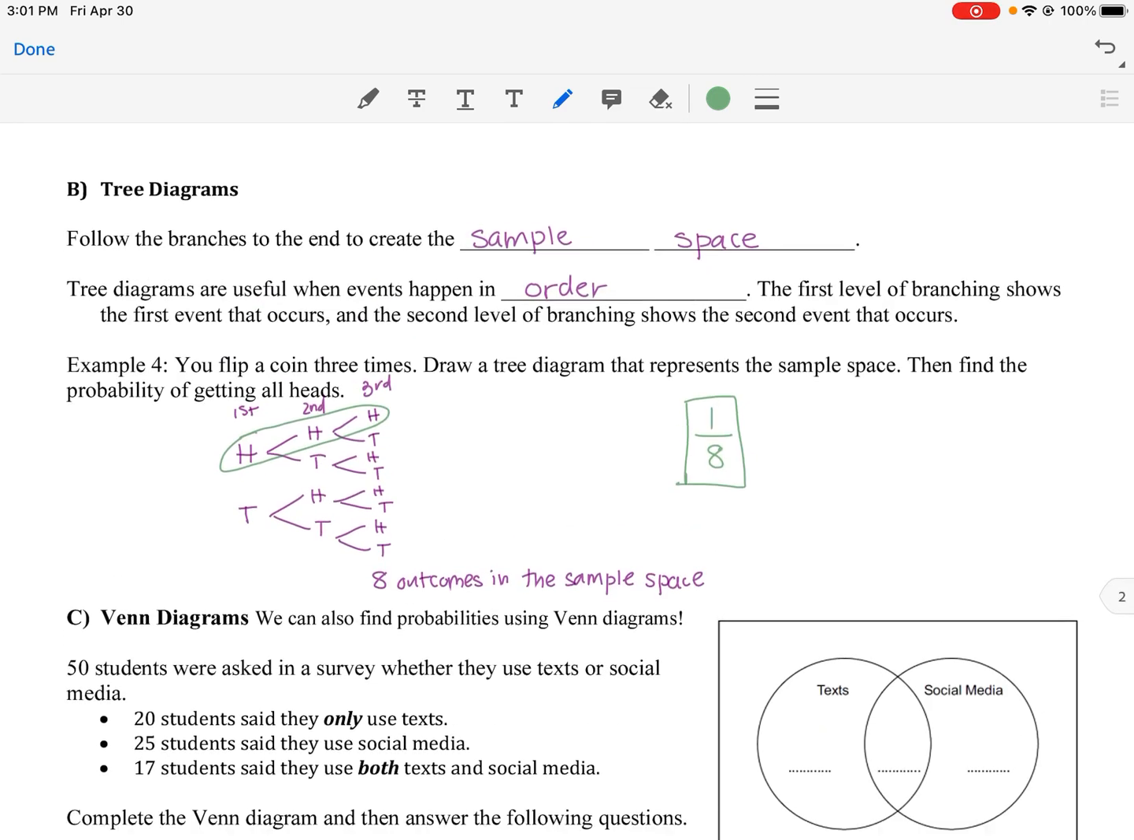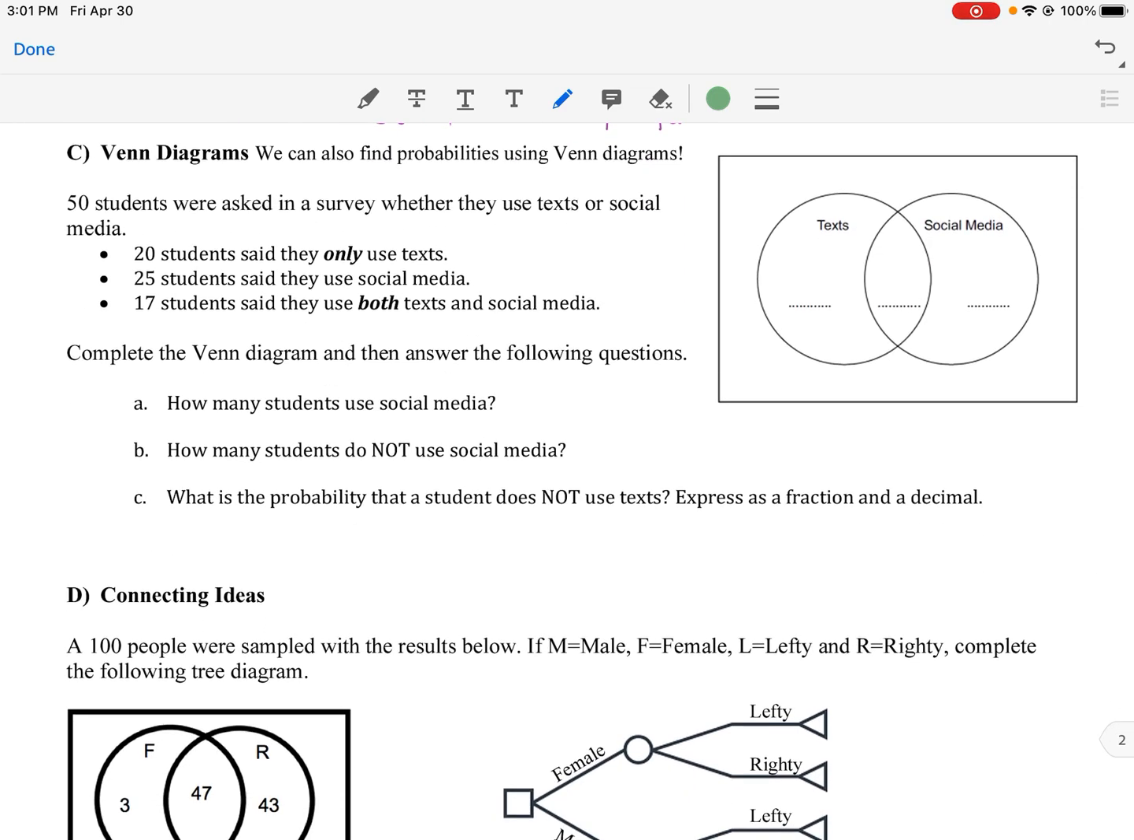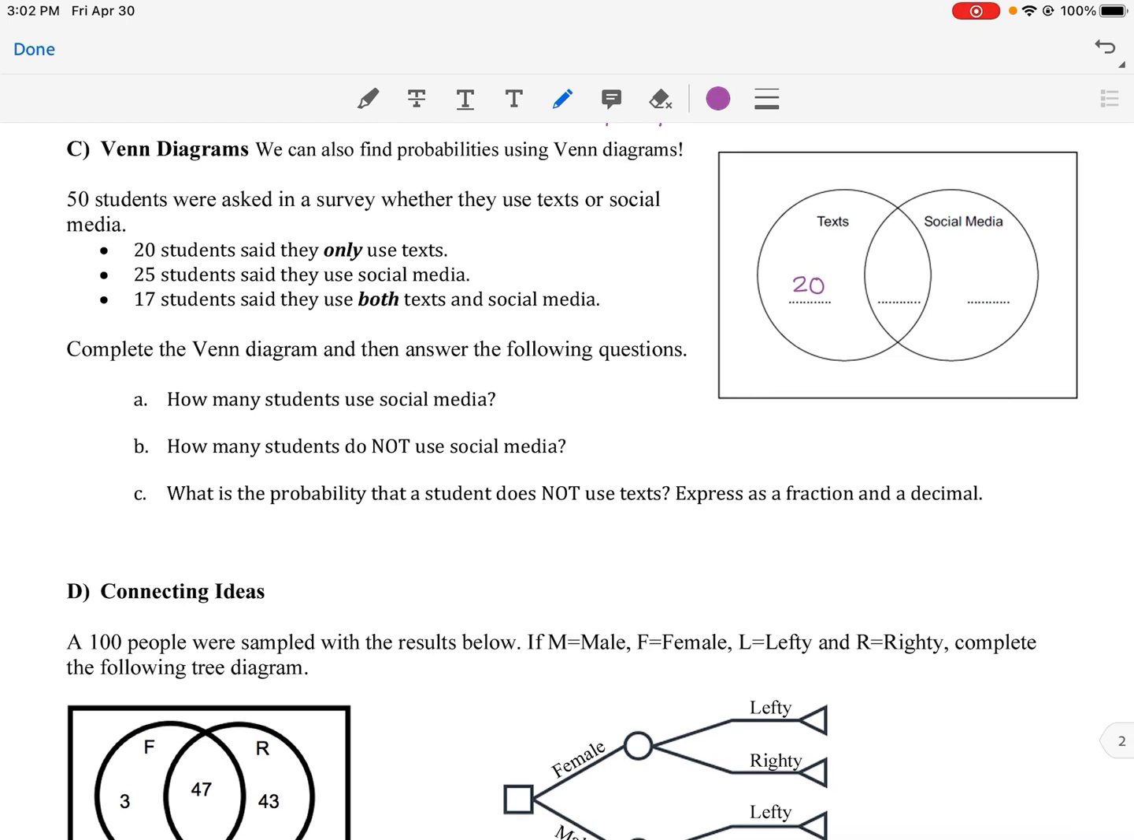Okay, we can also represent things by a Venn diagram. So we have 50 students total, and they either use text or social media. 20 students said they only use text. So there are 20 students over here, but not in the overlap. The middle here represents people who use both text and social media.